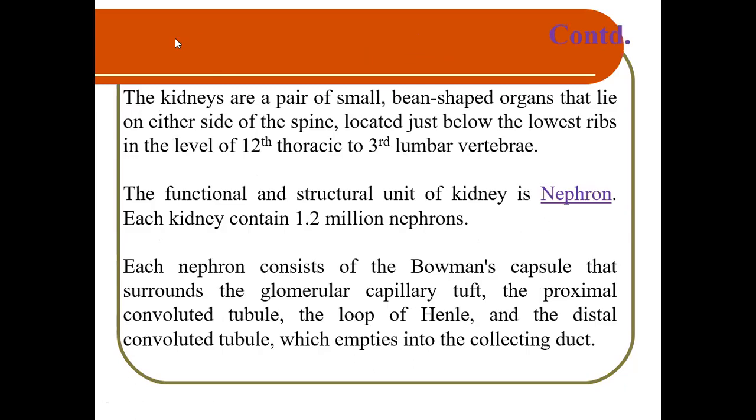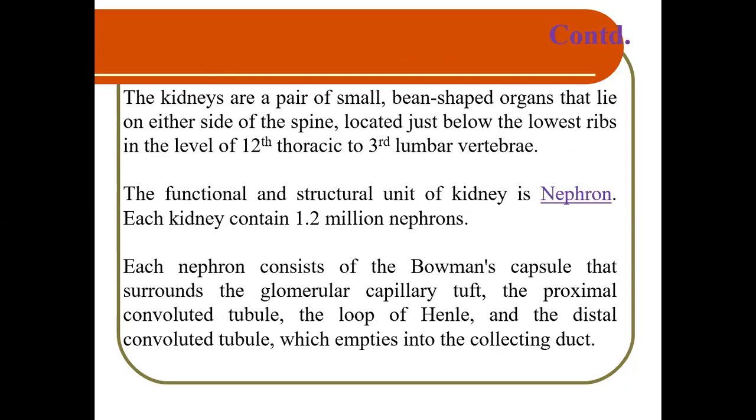Okay, now let's discuss the kidneys, the anatomy of the kidney. The kidneys are a pair of small bean-shaped organs that lie on either side of the spine, located just below the ribs at the level of the 12th thoracic to 3rd lumbar vertebrae.